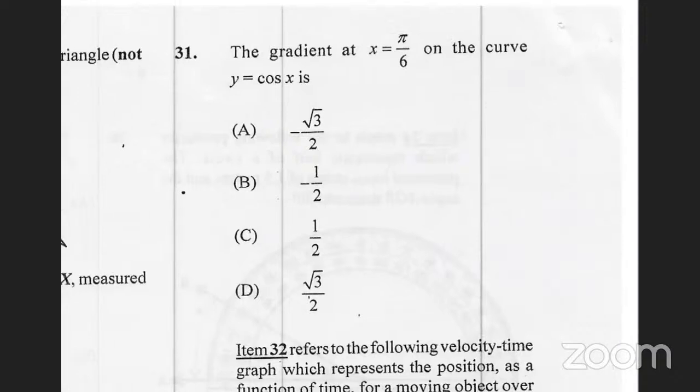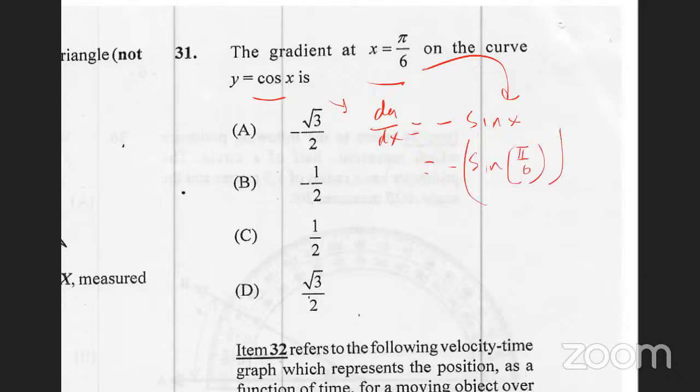So the gradient on this curve, we reach differentiation, right? So we have to find dy dx. That'll be minus sine x, and then you plug this in. That'll be minus sine pi on 6. This is a half, so the answer is minus a half.